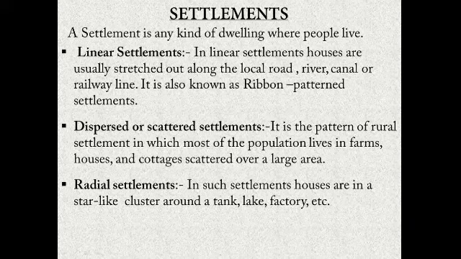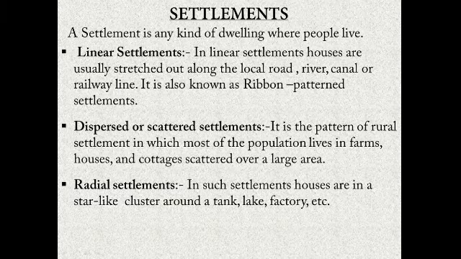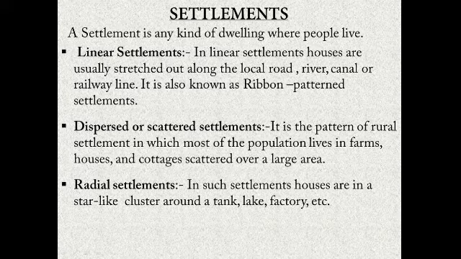Next one is dispersed or scattered settlements. It is a pattern of rural settlement in which most of the population lives in farms, houses and cottages scattered over a large area. When you observe the map in your own textbook, you can see scattered settlements. In the grid square 1924, you can see only 2 settlements far away from each other, not very close. Such settlements you can see in many places. In 23 also you can see scattered settlements. When you observe all these things in your map, you will get the idea about it.